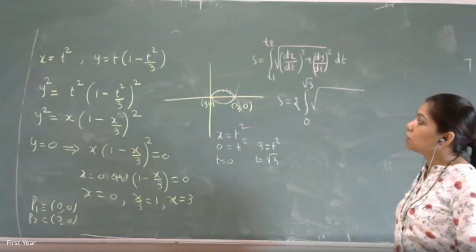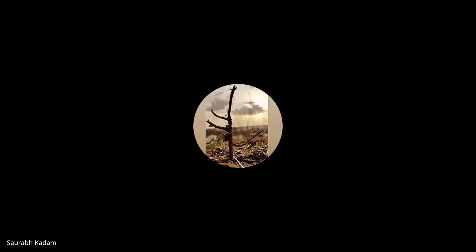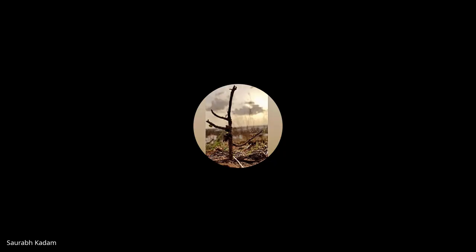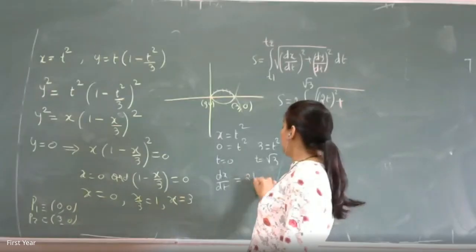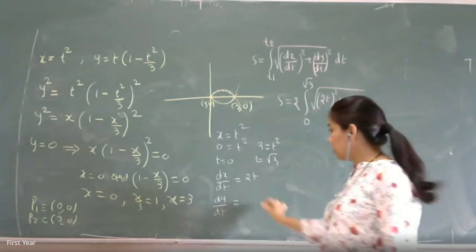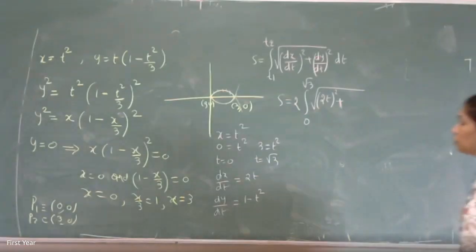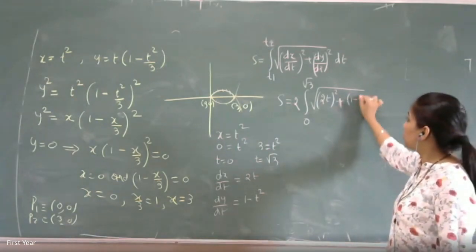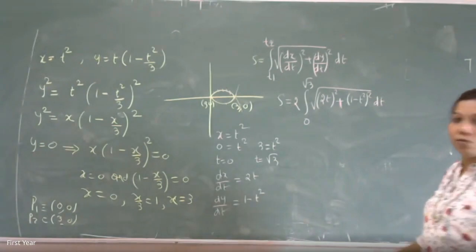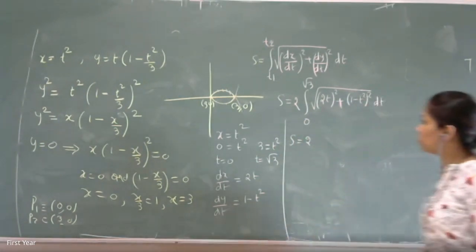So what is dx by dt? 2t, whole square. Plus what is dy by dt? Dx by dt is 2t, and dy by dt, should I rely on your answer? What are you saying? It is 1 minus t square. Everybody, please check whether it is 1 minus t square, so it will become (1 minus t square) the whole square into dt. Yes. Who told that answer? Saurabh? Was it you? Yes, ma'am.